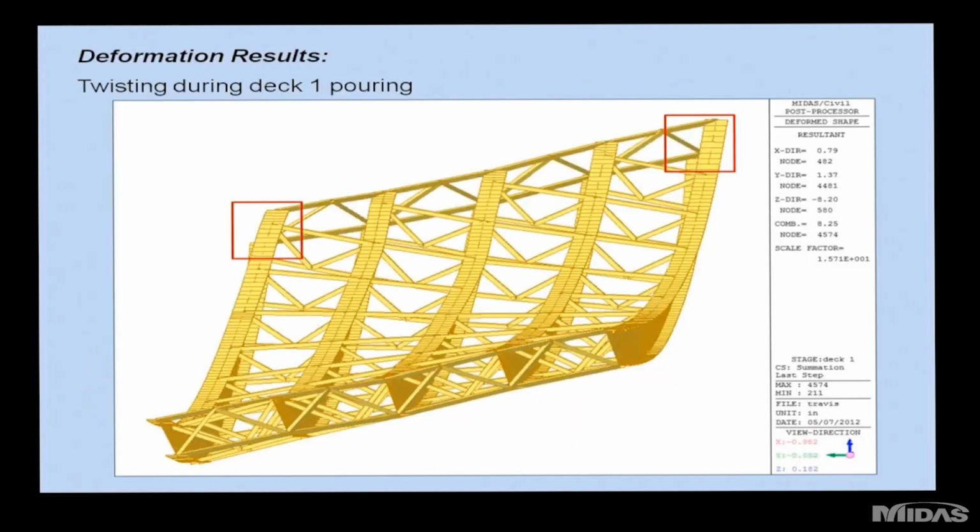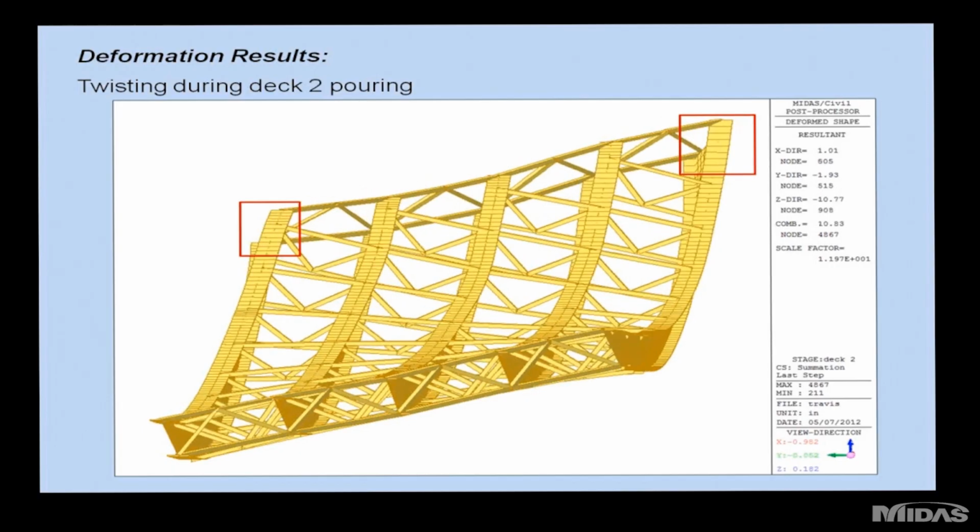So here you see the deflection due to stage 1 deck pour. And you can see the deformed shape that we talked about earlier, with each end of the bridge twisting in opposing directions. And one of the advantages here of using beam elements for the flanges is that you can directly extract the lateral bending stresses from those flanges. And this is something that can't be calculated in a 2D model with straight beam elements, since the warping stiffness of the girders isn't included in those models.